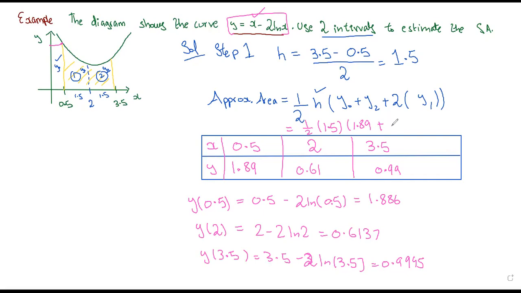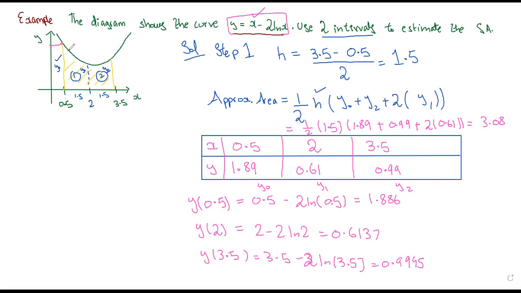No, wait. Sorry, this is not y2. What is y2? This is y naught, 1.89. This is y1, 0.61. And this is y2. Okay, I told you, the counting is starting from 0. So y2 is 0.99. Very good. Plus 2 times y1, that is 0.61. So the answer is 3.08. Okay, this is the answer.